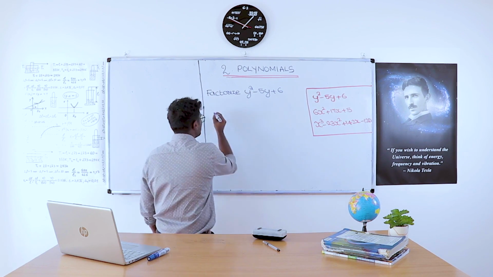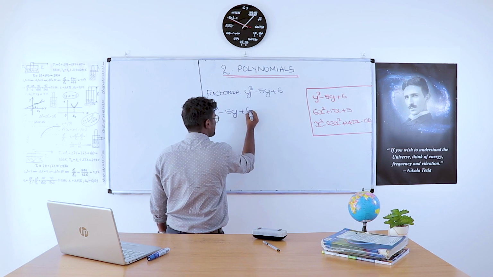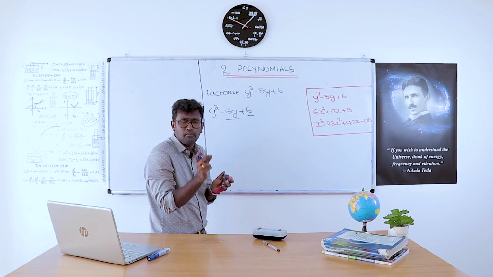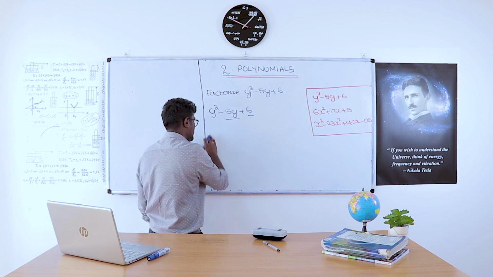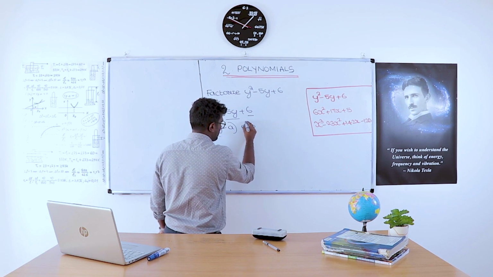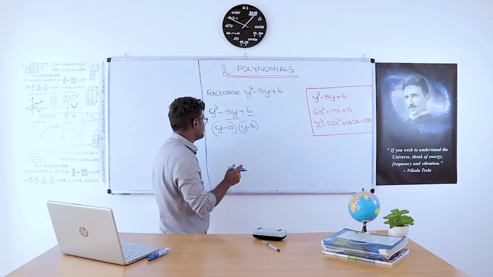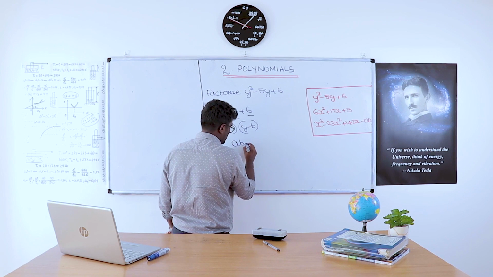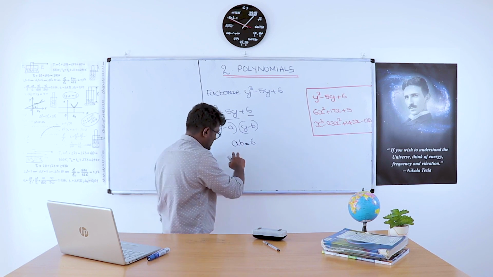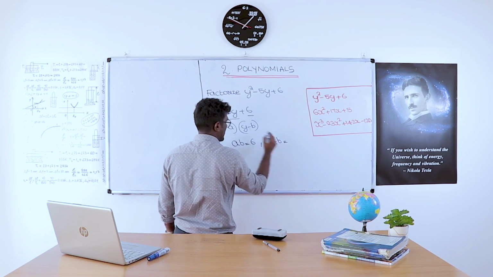In y square minus 5y plus 6, the middle term is 5y and the last one is 6. Suppose y minus a and y minus b are the factors. Now we get ab is equal to 6. We want to find two numbers that satisfy the condition ab is equal to 6 and a plus b equal to minus 5.